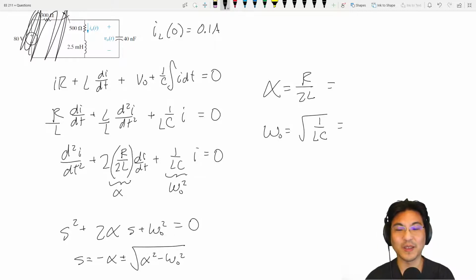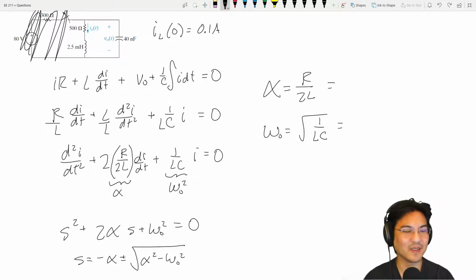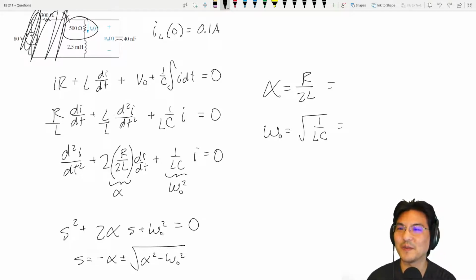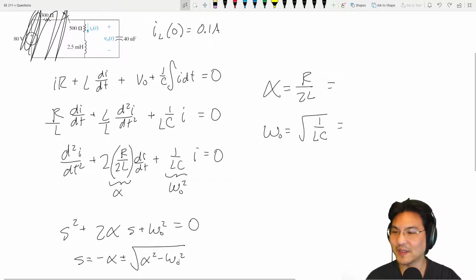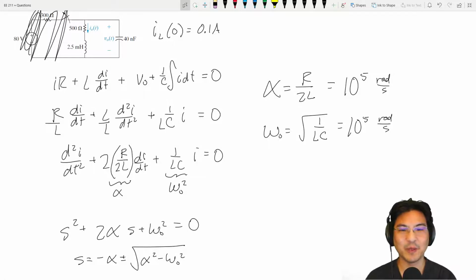Okay, which then what happens depends on if this is real or imaginary. So let me plug in numbers. For the resistance, I'm using 500. For L, this value. For C, 40 times 10 to the minus 9. So I'll just plug that in the calculator. Okay, so they both happen to be the same number.